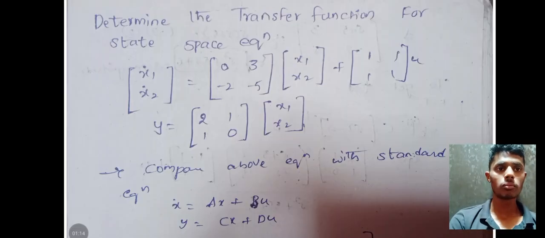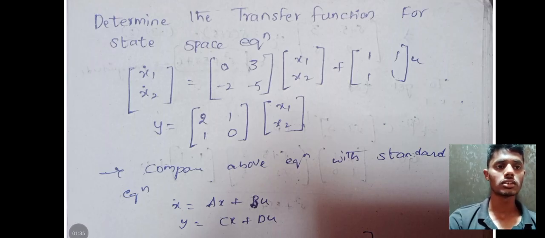This is the example that I am taking to determine the state space analysis of this problem. We have to represent it in the form of a block diagram. This is the problem: x1 dot, x2 dot in matrix form is equal to the matrix 0 3, minus 2 minus 5 times x1 x2, plus the matrix 1 1 1 1 times u, and y is equal to the matrix 2 1 1 0 times x1 x2.